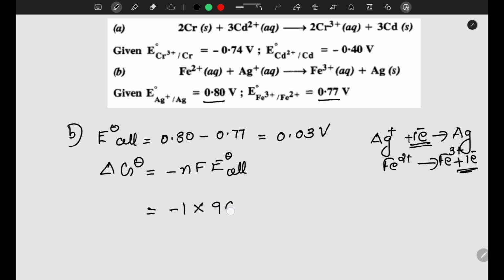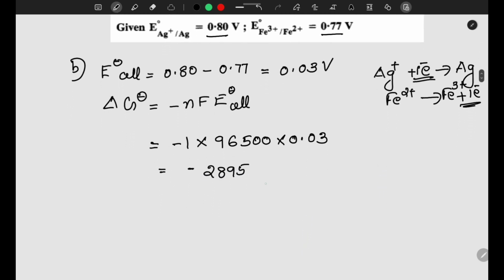F is Faraday's constant. We can take it as 96,500 coulomb per mole. And E naught cell is equal to 0.03 volt. So when we simplify, we will get minus 2895 joule per mole. Coulomb volt, that is joule per mole.